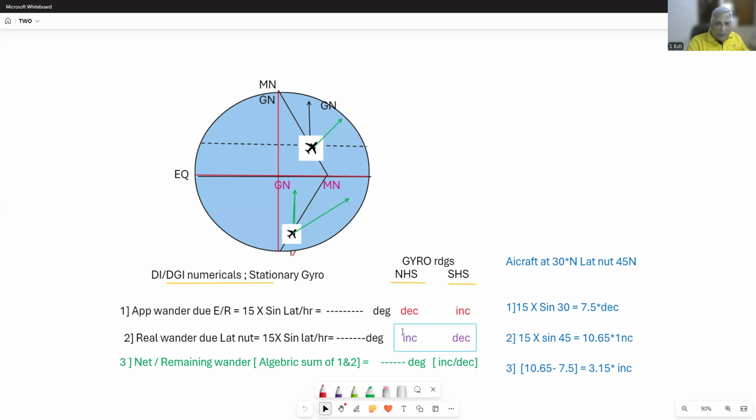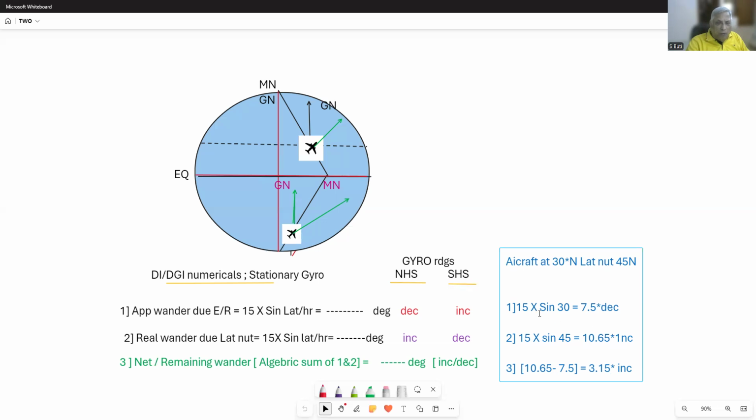If you had set it at 30 north, then these two would have been equal. Net wander or remaining wander would have been 0. But in this case, there is still a remaining wander, which is algebraic sum of these two. So 10.65 minus 7.5. Since increase is more, I will write that my gyro readings will increase by 3.15 degrees.